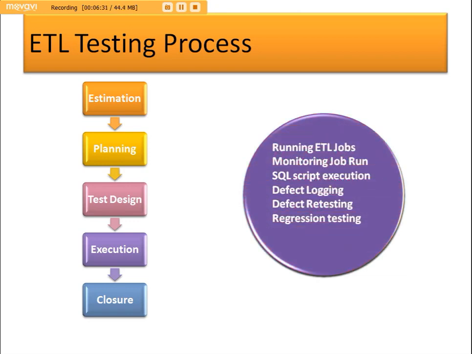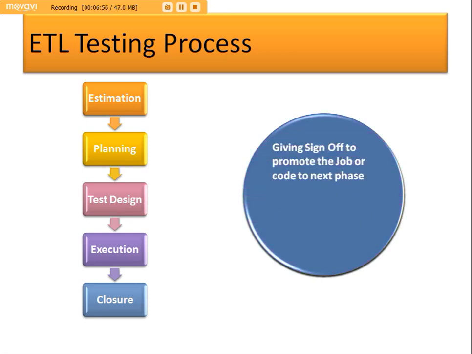As part of the execution process, we'll be running the ETL jobs and monitoring the job run, and we need to execute the SQL script before the run and after the ETL job run, followed by defect logging, retesting, and regression testing for all the impacted tables. And the closure activity as usual: giving the sign off and promoting the code to the next phase.